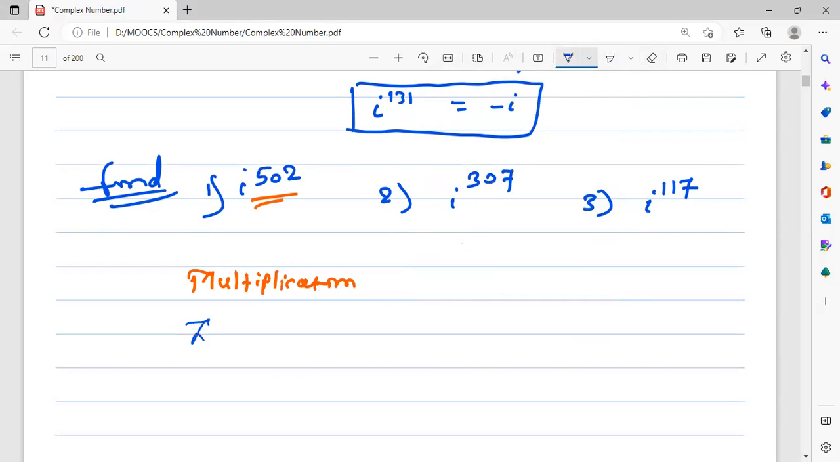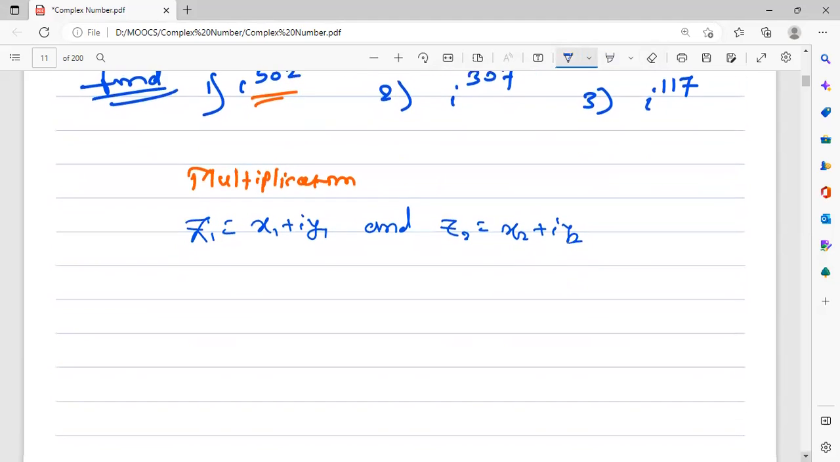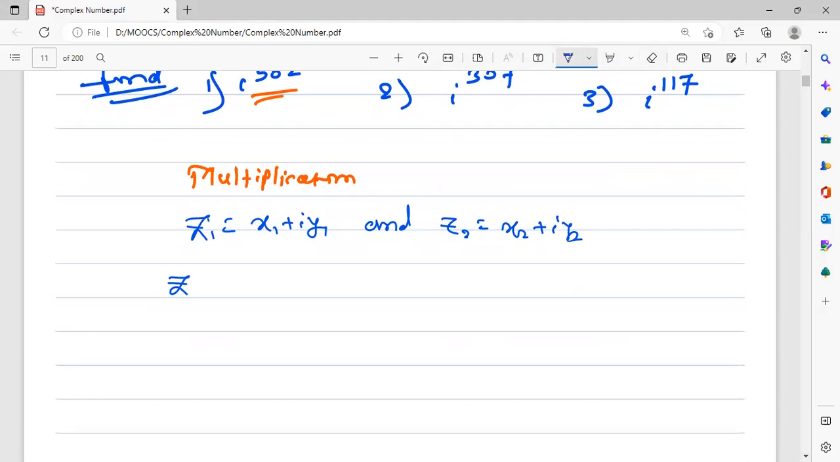I'm taking here z1 is equal to x1 plus iy1 and z2 equal to x2 plus iy2. We have to take the multiplication: z1 into z2 is equal to x1 plus iy1 into x2 plus iy2. Now we have to take a multiplication.